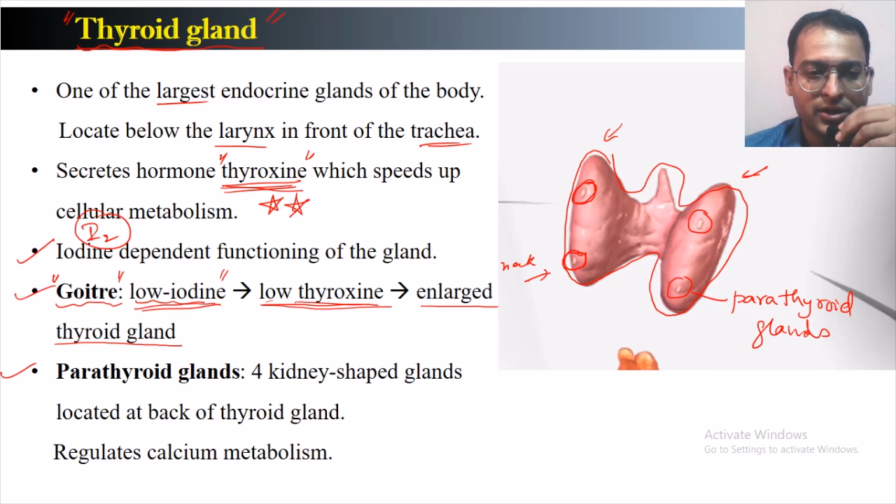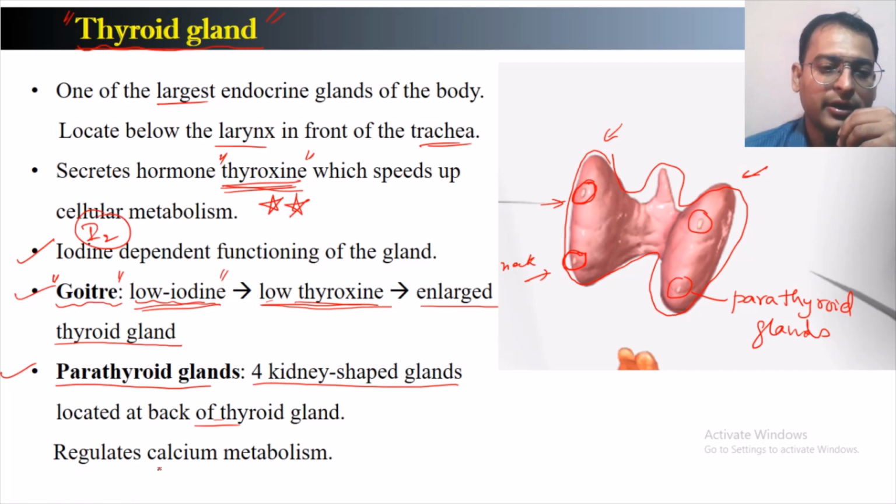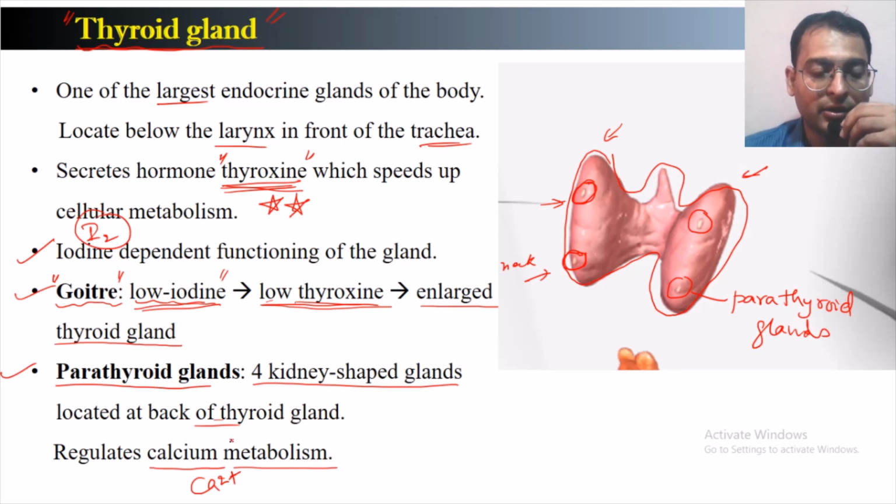As we have discussed earlier, the parathyroid glands are located on the rear side of the thyroid gland. They are four kidney shaped glands located on the back of the thyroid gland. And what is their function? They regulate the calcium metabolism. Calcium, you know, is very important for bone formation and many other important metabolic activities.